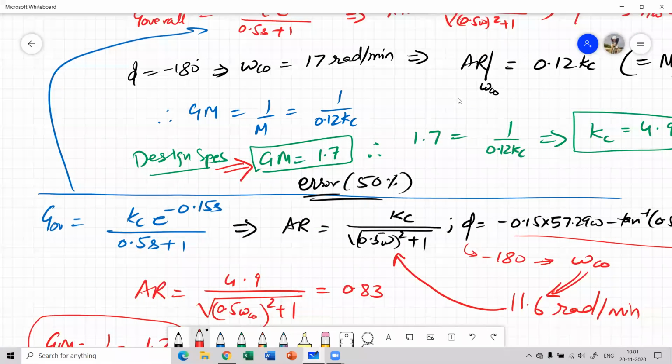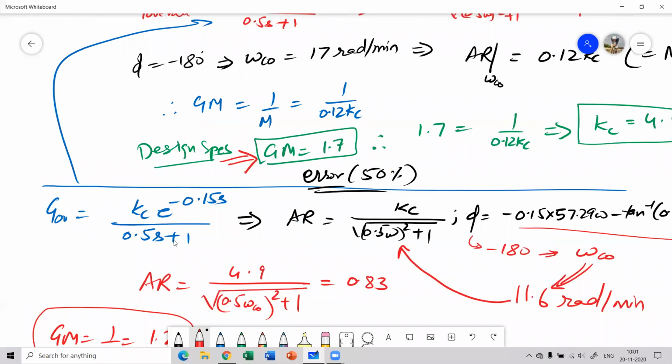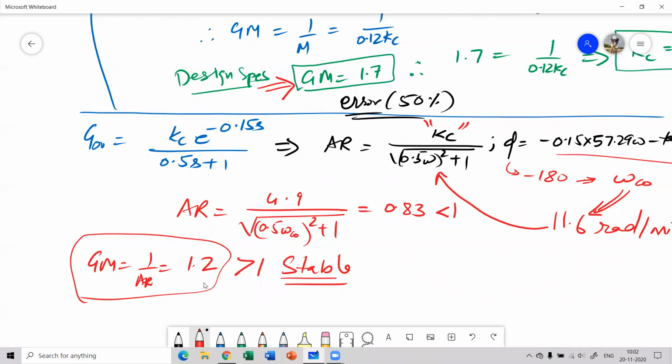So what we did, we did the same analysis again. We wrote down the overall transfer function, the amplitude ratio, and the phase angle. Now we substituted phi equal to minus 180. We calculated the crossover frequency by hit and trial, and the crossover frequency comes out to be 11.6. Now we again substitute this crossover frequency in the amplitude ratio, and we are already aware of the tuned parameter, which was equal to 4.9. So AR comes out to be 0.83, which is less than 1 for the system to be stable. So gain margin निकालिए दोबारा से, gain margin again comes out to be 1.2.